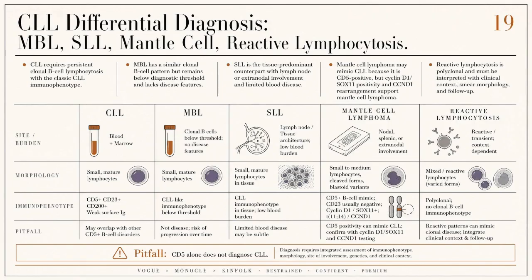Importantly, MBL is considered a precursor state to CLL but does not warrant treatment, underscoring the need for precise diagnosis to avoid overtreatment. Small lymphocytic lymphoma, or SLL, represents the tissue-based counterpart of CLL. Unlike CLL, which primarily involves peripheral blood and bone marrow, SLL presents with lymphadenopathy and minimal or absent peripheral blood lymphocytosis. Morphologically and immunophenotypically, SLL and CLL are virtually indistinguishable. Both show small, mature-appearing lymphocytes with scant cytoplasm, and a characteristic immunophenotype expressing CD5 and CD23.